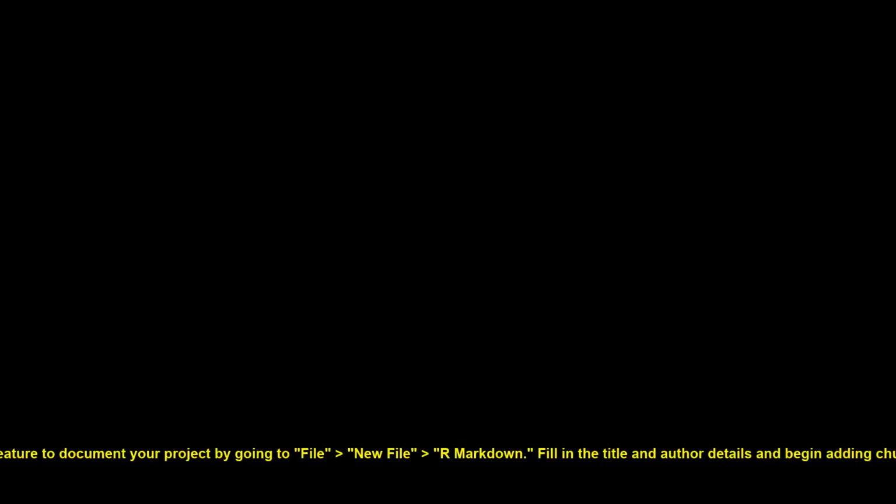For scatter plots, as you progress, use the R Markdown feature to document your project by going to File, New File, R Markdown. Fill in the title and author. You can run your R Markdown chunks by clicking the green play button next to each chunk. To knit your document into a report, simply click the knit button at the top of the R Markdown file.